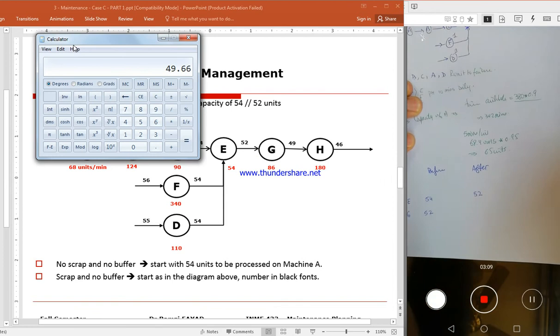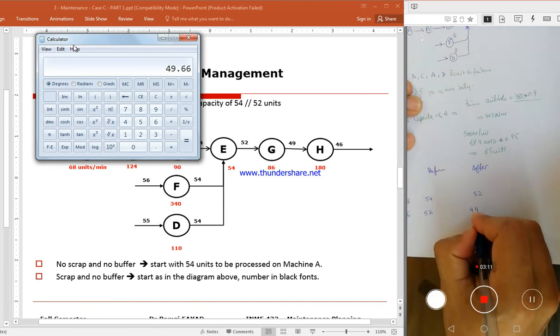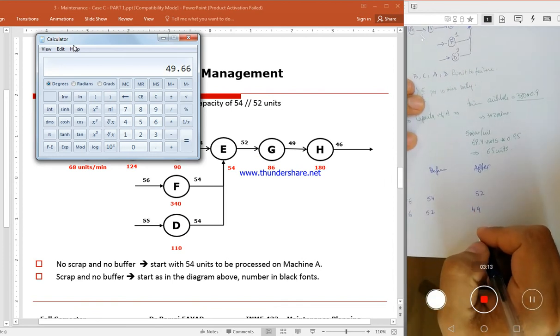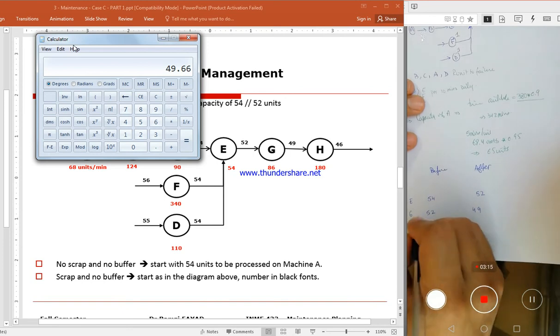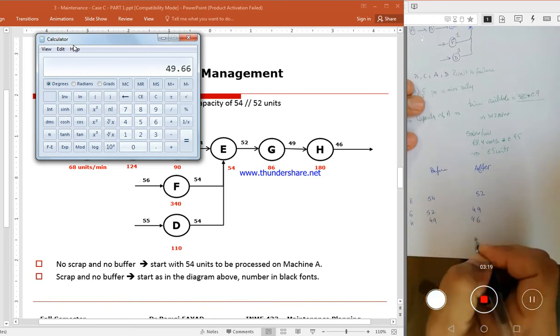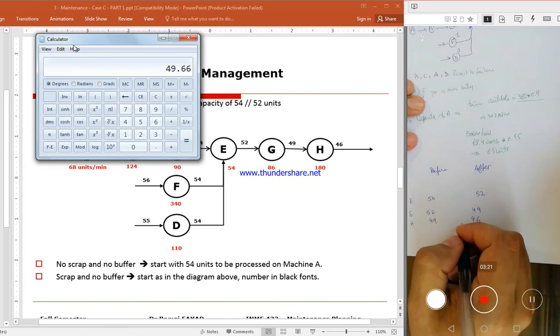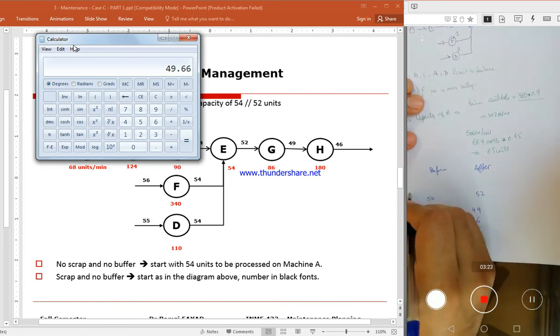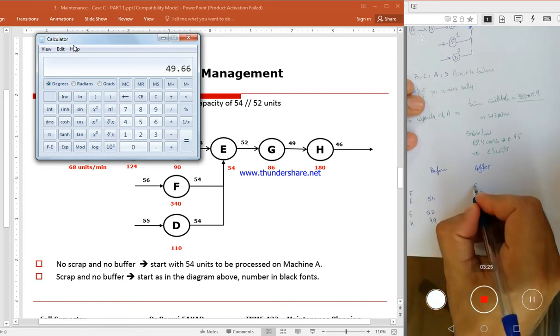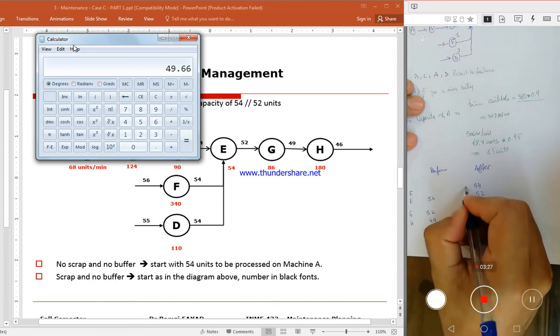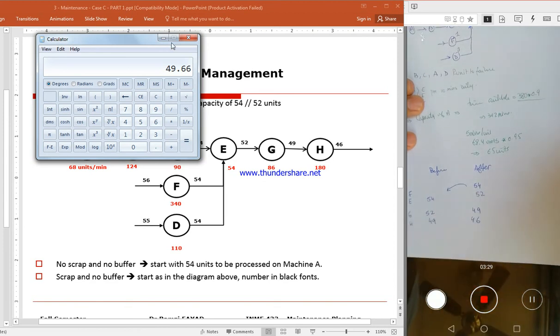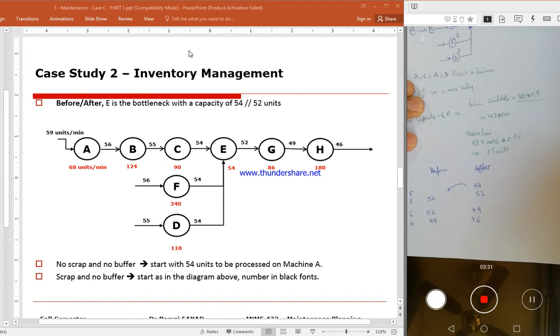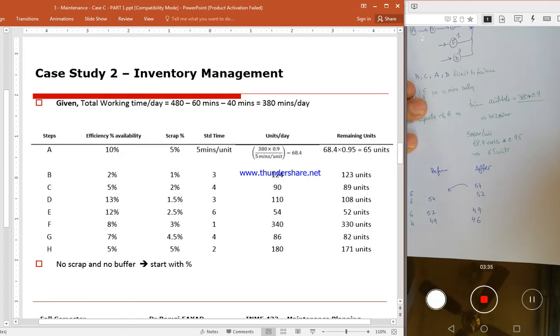49.6. Of course, because we're doing rounding up or rounding down directly, okay, it gives us for step H 49 46. Now let me do one of them concerning step F, for example. After F is 54, before F, let me show you something about before F, so we're going to consider this separately.